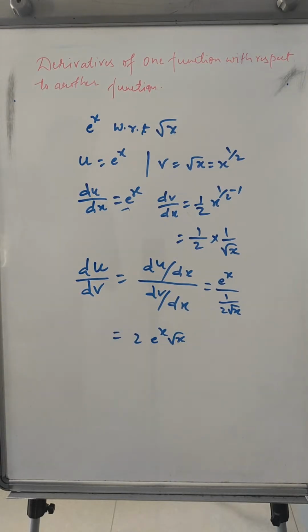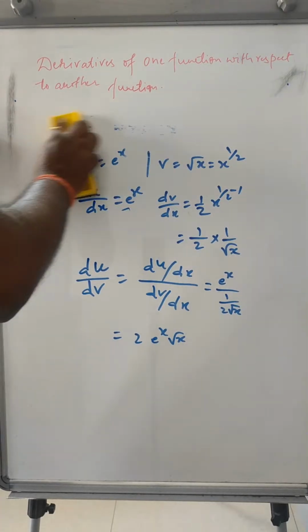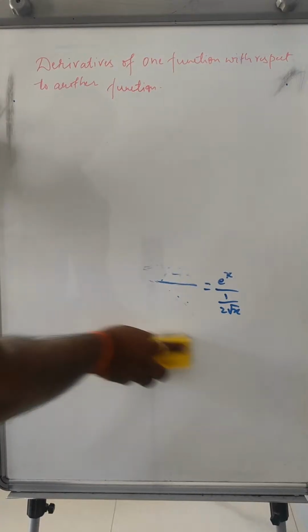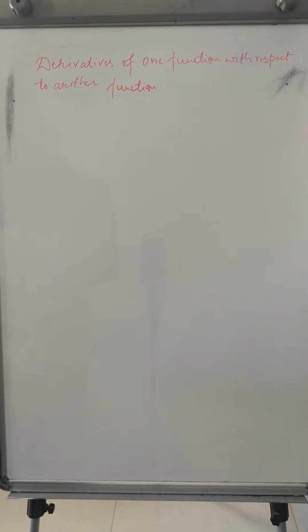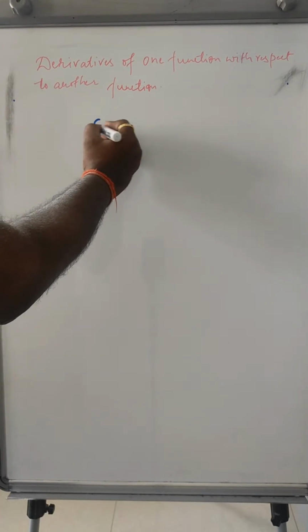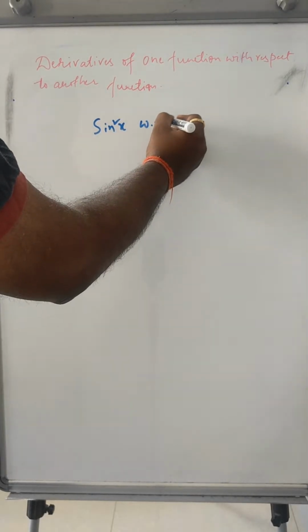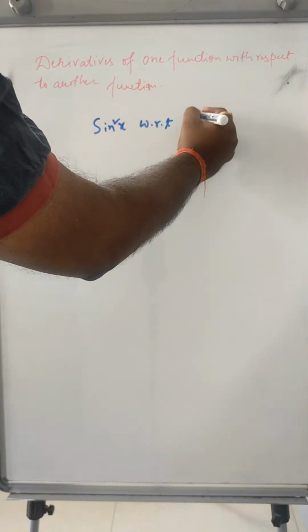So the first question we have solved. Now we'll go to another problem. Let's see. Another problem is: sine square x with respect to what? With respect to e to the power cos x.